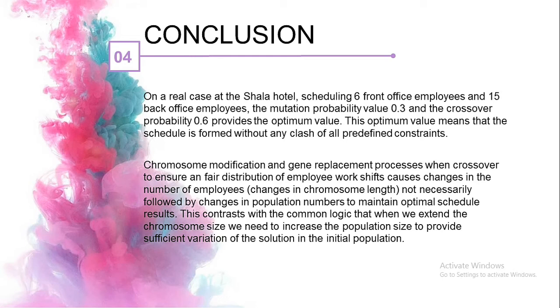The second conclusion, chromosome modification and gene replacement make the schedule still optimum even if we change the number of employees without changing the population size. This is in contrast with the common logic that when we extend the chromosome size, we need to increase the population size to provide sufficient variation of the solution in the initial population.